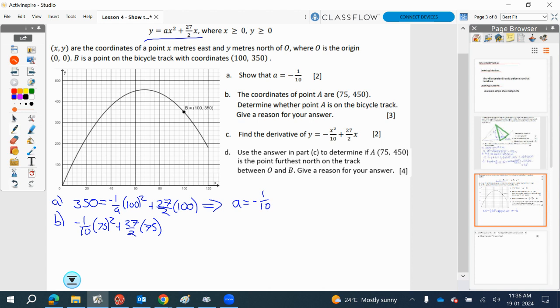Could you take our calculators off of this one, please? So it's 450, the answer. I can take mine off please as well.